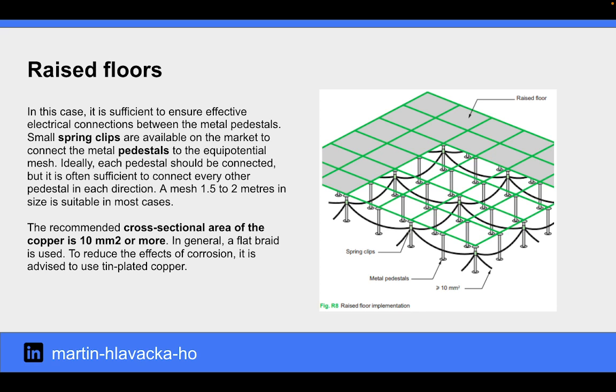In this case, it is sufficient to ensure effective electrical connections between the metal pedestals. Small spring clips are available on the market to connect the metal pedestals to the equipotential mesh. Ideally, each pedestal should be connected, but it is often sufficient to connect every other pedestal in each direction. A mesh of 1.5 to 2 meters in size is suitable in most cases. The recommended cross-sectional area of the copper is 10 mm squared or more. In general, a flat braid is used. To reduce the effects of corrosion, it is advised to use tin-plated copper.